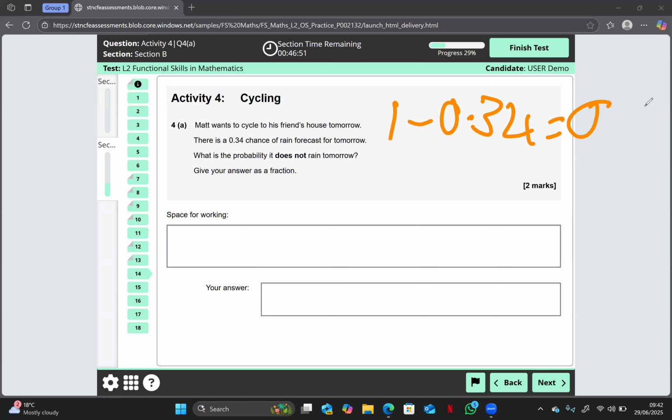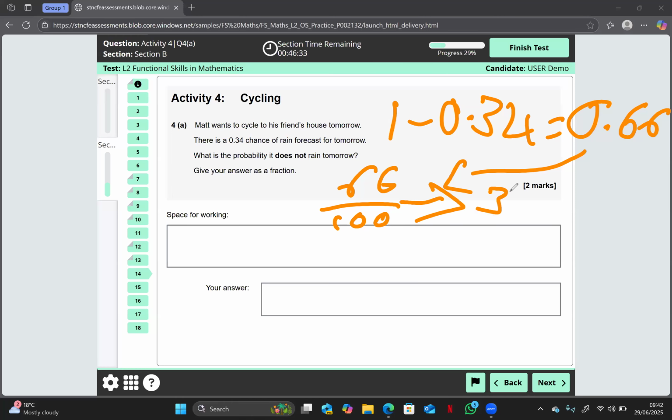So the chance of no rain is 0.66. It also equals 66 over 100. Can this be simplified anymore? Yes, it can: 33 over 50, if you divide both by 2. 33 over 50. Can that be simplified anymore?